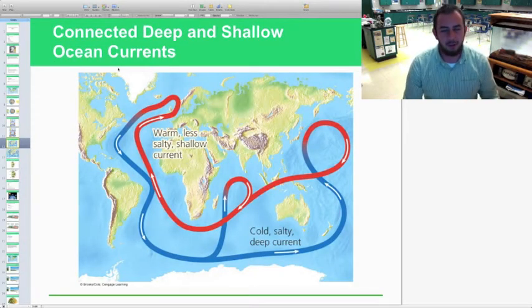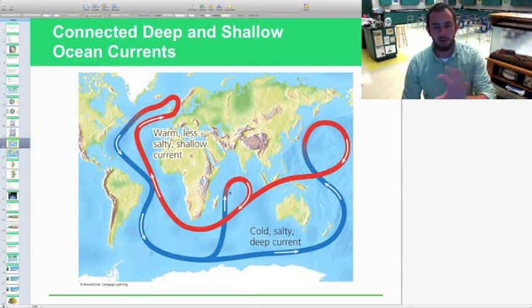So here's another picture, connecting deep and shallow ocean currents, looking at how those move through. If you take one thing away from this picture, look at what is causing the upwelling or the rising, and what is causing the changing, not really of direction, as well as the elevation of the current.